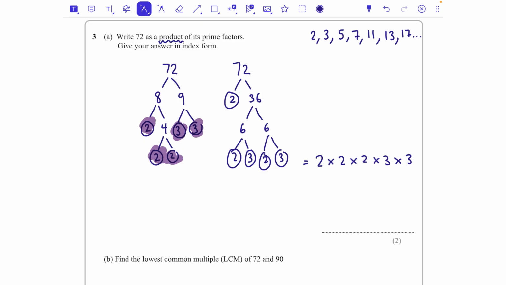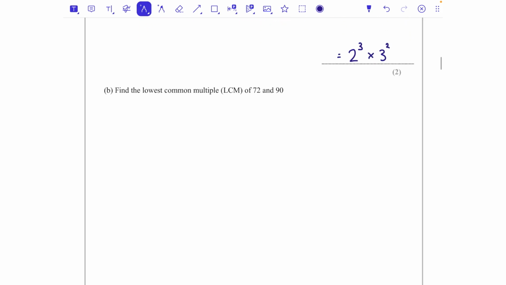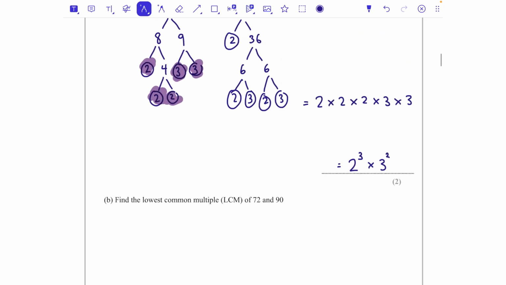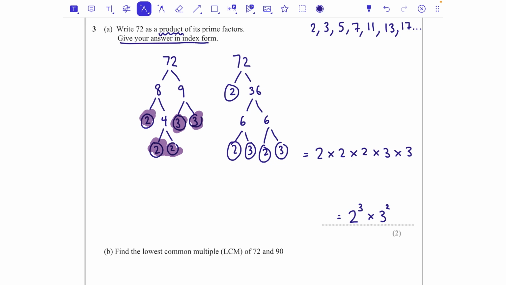However, it says give your answer in index form. So that means where we've got 2 times 2 times 2, we need to write that as 2 cubed times 3 squared. There we go. For part B, find the lowest common multiple of 72 and 90. Now we've already got 72 written as the product of its primes. So 2 times 2 times 2 times 3 times 3. That is how you make 72.